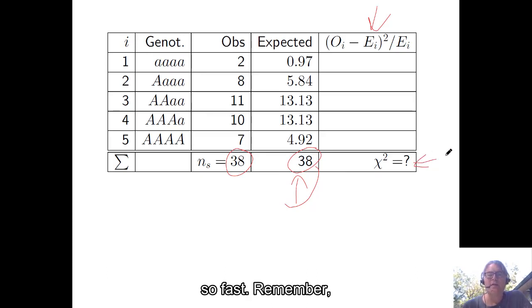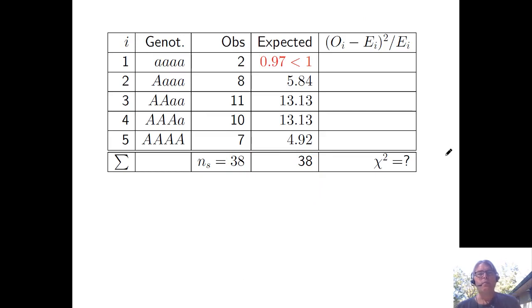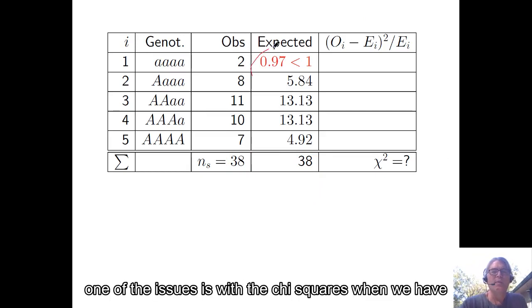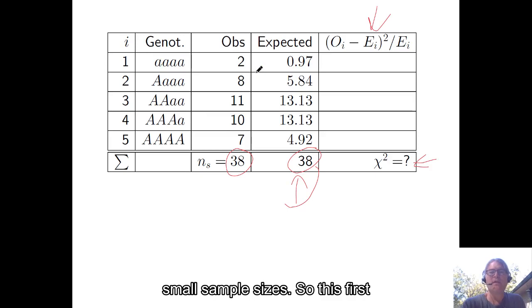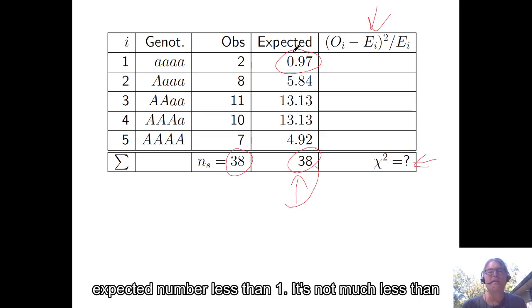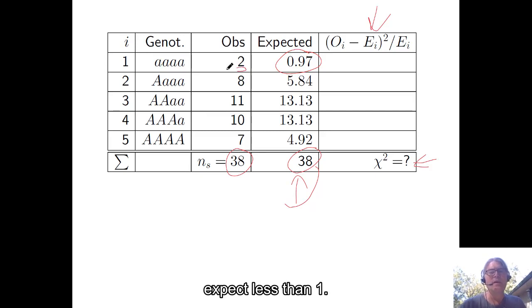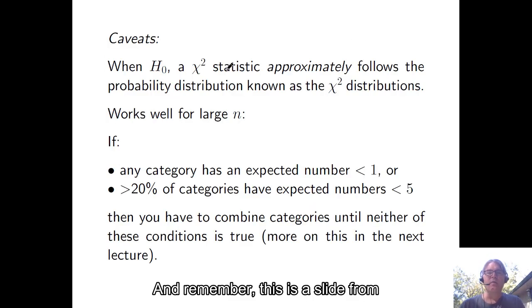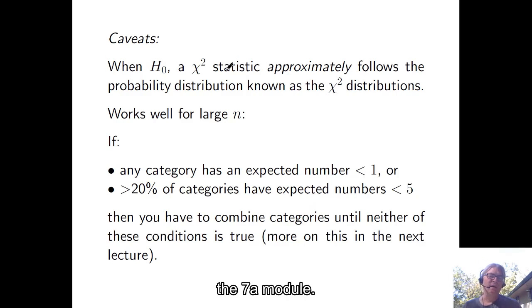Well, not so fast. Remember, one of the issues with the chi-squares is when we have small sample sizes. So this first category has an expected number less than 1. It's not much less than 1. We saw 2, but we would expect less than 1. And remember, this is a slide from the 7a module.